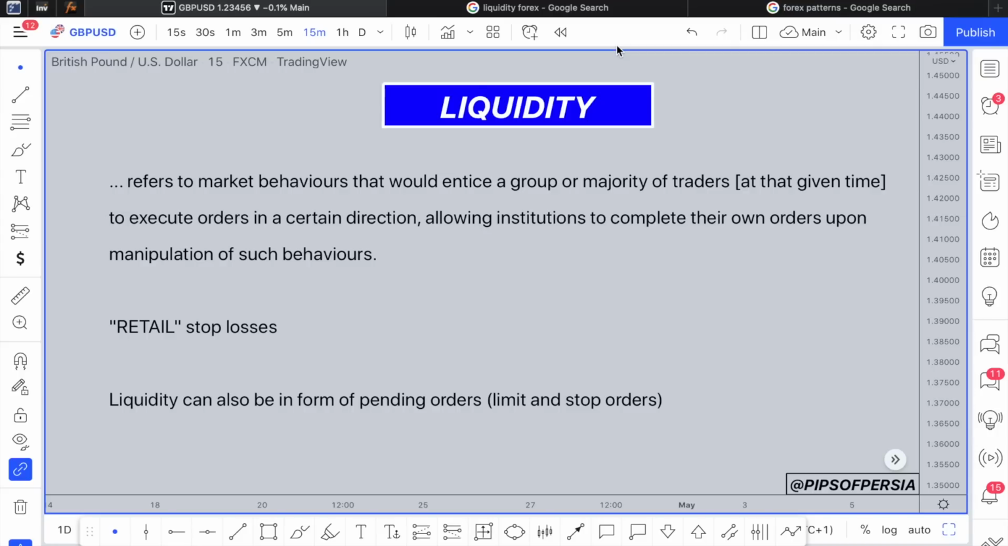Now, this video will focus on liquidity or order creation, why they are important for institutions, and how to spot and trade them on a day-to-day basis. So without further ado, let's go ahead and jump straight into it.